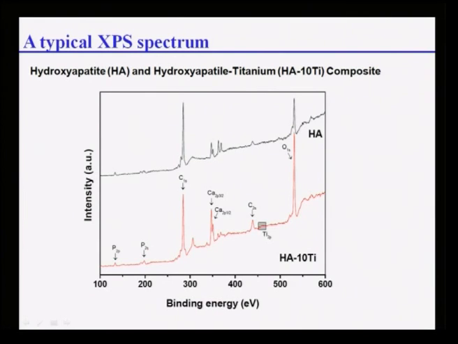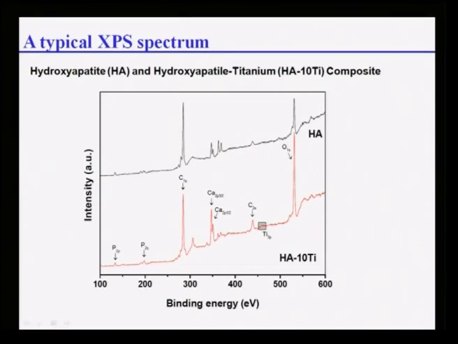Let me show you a typical XPS spectrum. I am going to show you two spectra, one from our own work and the other taken from the literature. As I said in the last class, we have been working a lot on hydroxyapatite and hydroxyapatite-titanium composites. The spectrum is taken from the surface of both. It is an intensity versus binding energy plot. Intensity is in arbitrary units, the number of counts, sometimes CPS, counts per second, and binding energy is always written in units of electron volts.